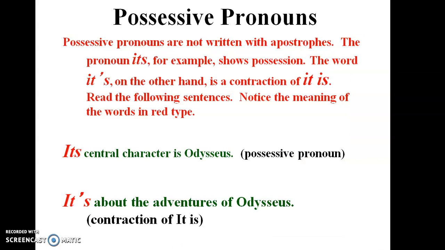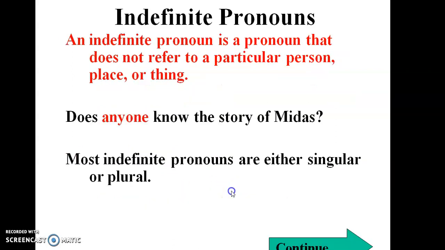Possessive pronouns are not written with apostrophes. The pronoun its, for example, shows possession. The word it's, on the other hand, is a contraction of it is. Let's read the following sentence. Notice the meaning of the word in red type. Its central character is Odysseus, possessive pronoun, and it's about the adventures of Odysseus.